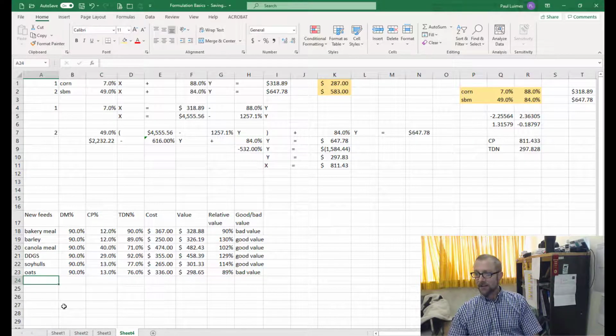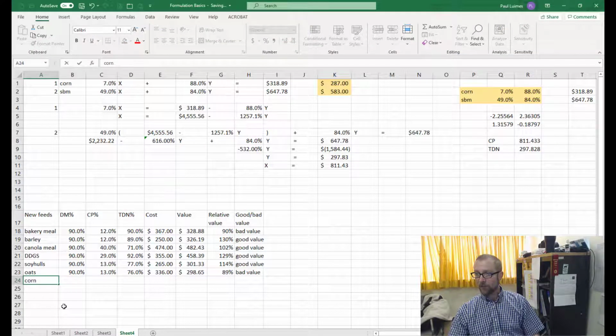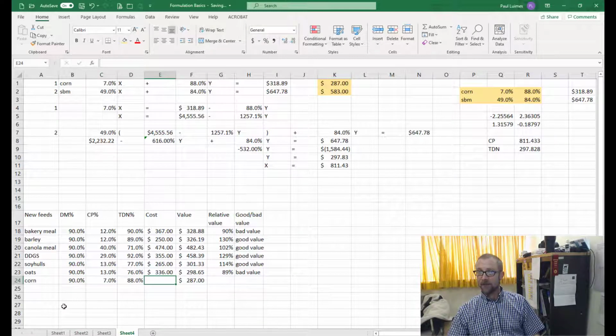Just to make it clear, let's actually put corn in here, back the way we have it up there. So we're at 7% and it's 88% TDN, and the cost is $287 a ton, and it's worth exactly $287 a ton. You can see that the Excel predicted the equation for me that would go down here, and it's exactly the same, and that's why those are equal there.